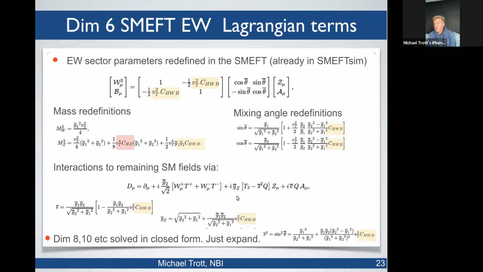And it also gives us the ability to just take the results I've shown you before, go to dimension 8, dimension 10, dimension 12, and just expand out. And then you get all those answers. The corresponding transformations of this form are now known in closed form at all orders in the VEV expansion. You can just expand them, the results I showed you before.